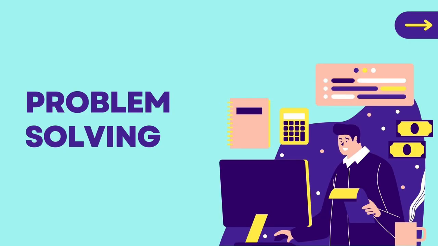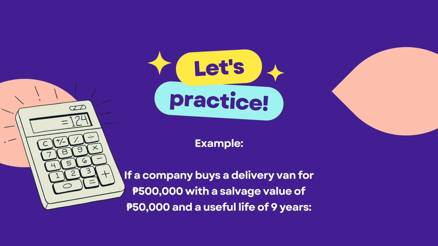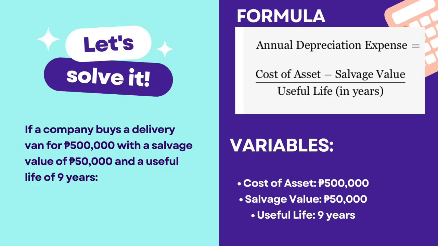So now that we know the straight line method of depreciation and the formula, let's proceed to problem solving to really appreciate this topic. Let's put it into practice with an example. Suppose a company buys a delivery van for $500,000. They estimated its salvage value is $50,000 and it will be useful for 9 years.